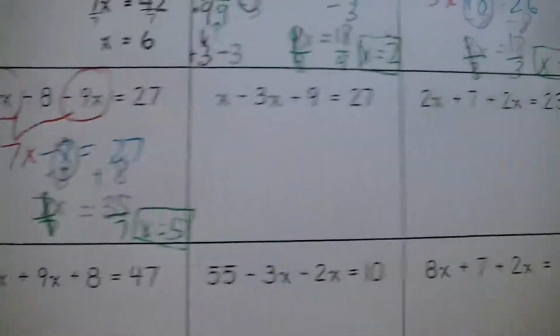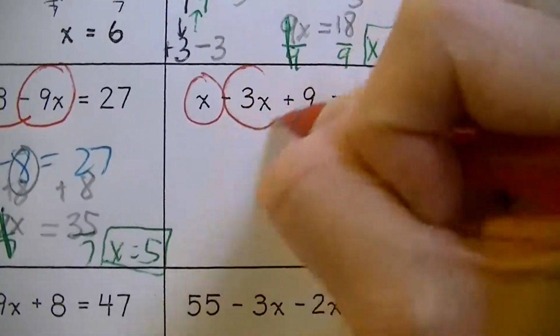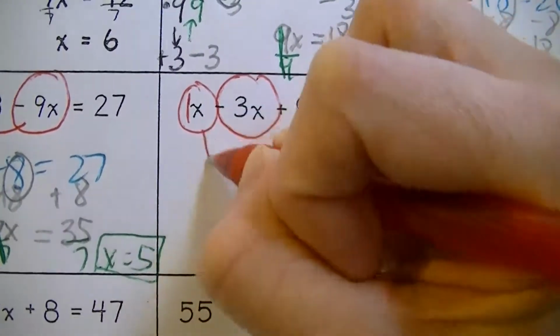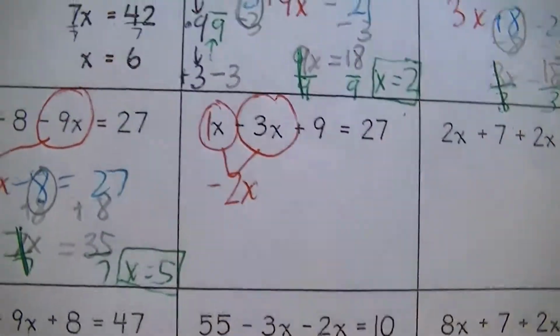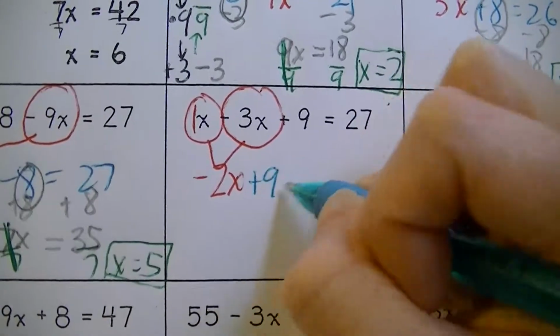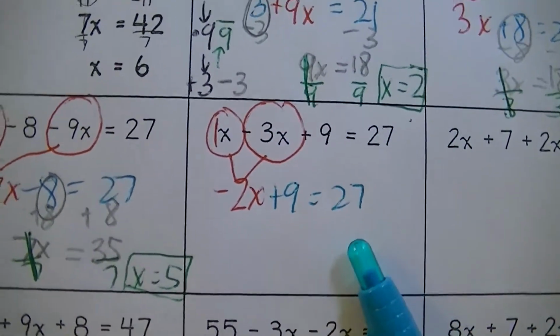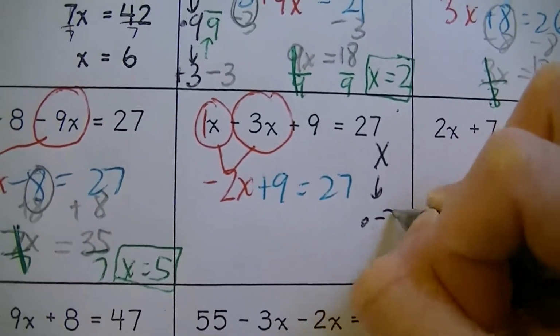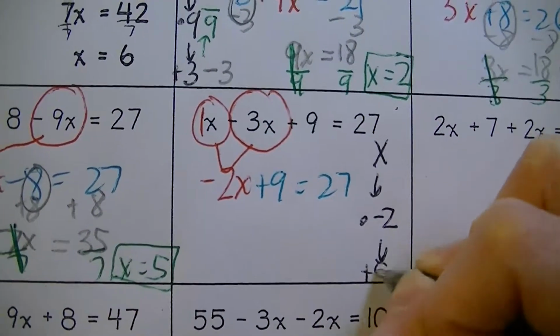Okay, the next problem. Combine your like terms. x minus 3x: there's really 1x right there minus 3x, that's negative 2x. Bring down your plus 9 and it equals 27. Now you're going to go ahead and build it. We started with x, then we multiplied it by negative 2, and then after that we added 9.